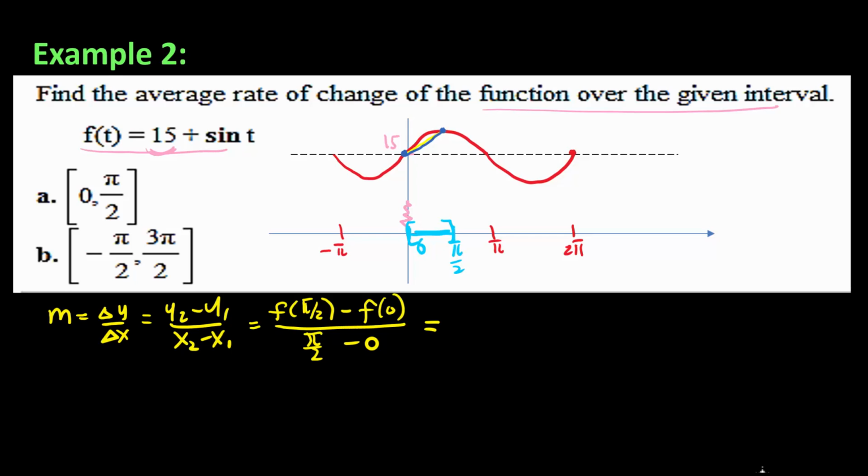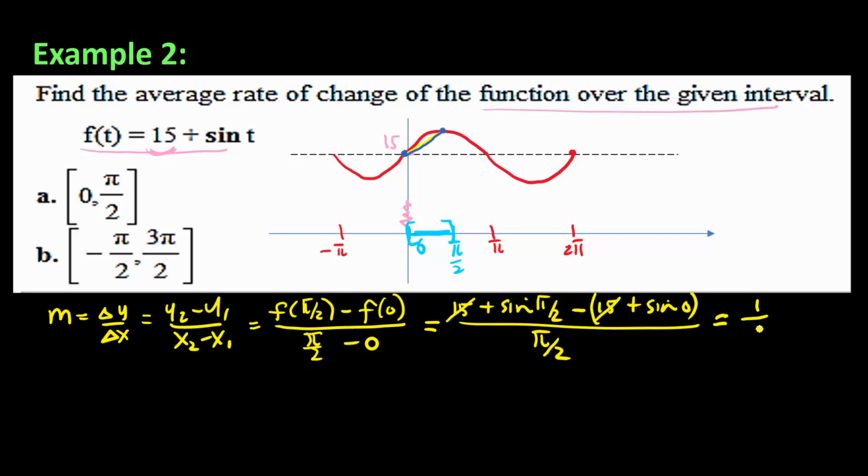So let's see. Now f of pi over 2 is 15 plus the sine of pi over 2, minus 15 plus the sine of 0. As you can see, this is pi over 2, and this whole thing cancels out the 15. The sine of pi over 2 is 1, and the sine of 0 is 0. So 1 minus 0 is 1, so 1 over pi over 2 is going to be 2 over pi. So it's approximately 2/3, that slope.